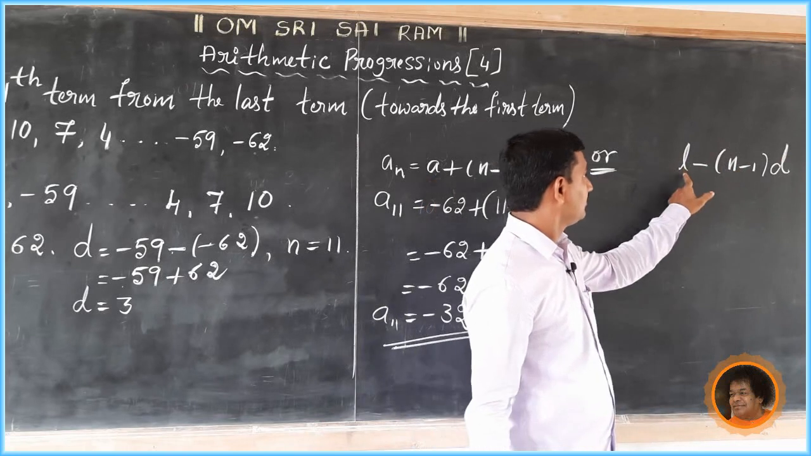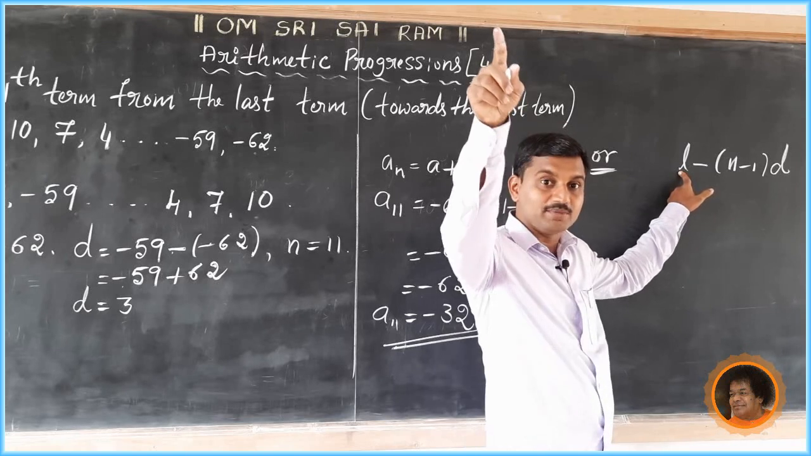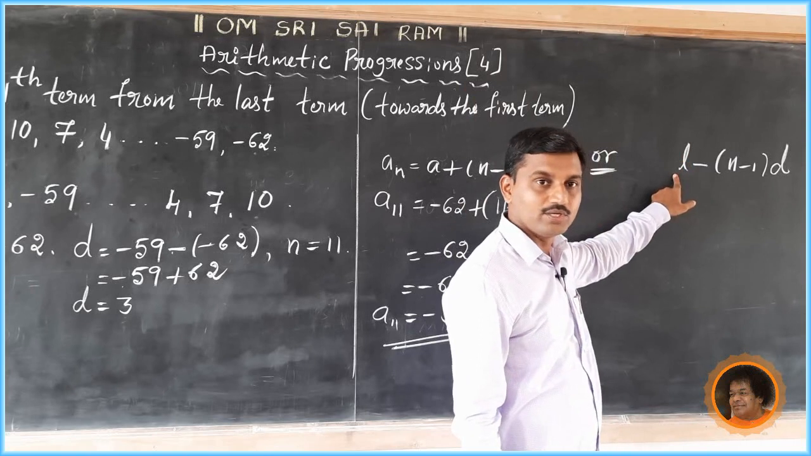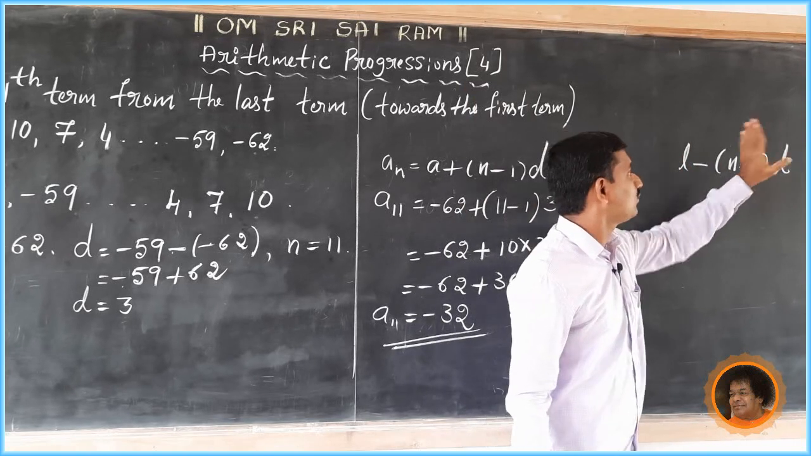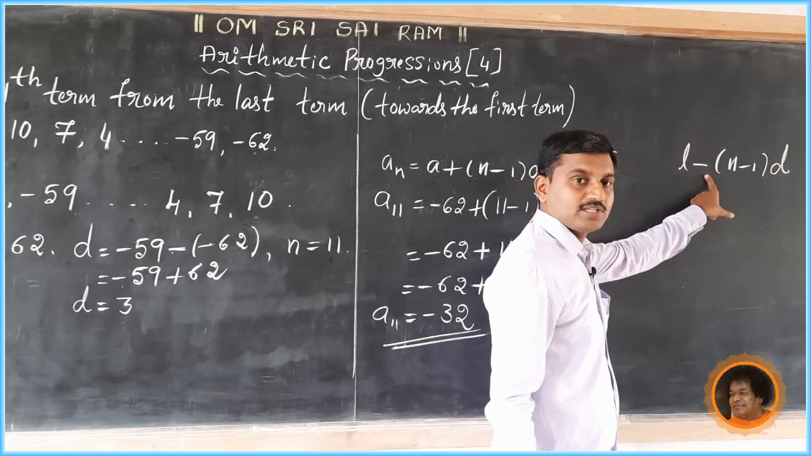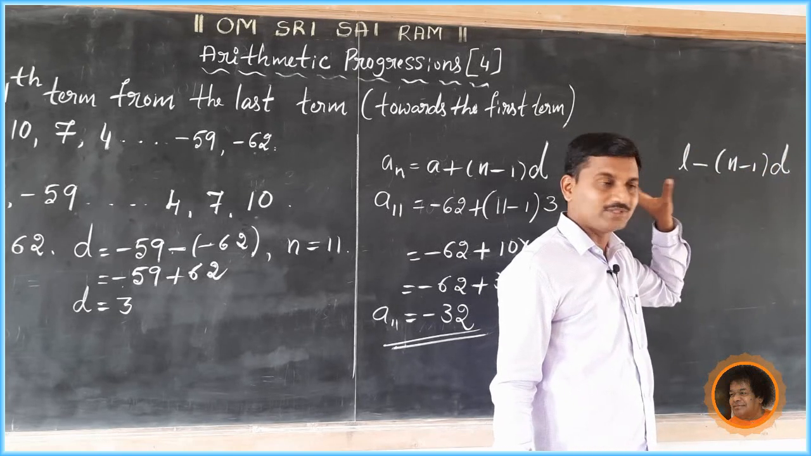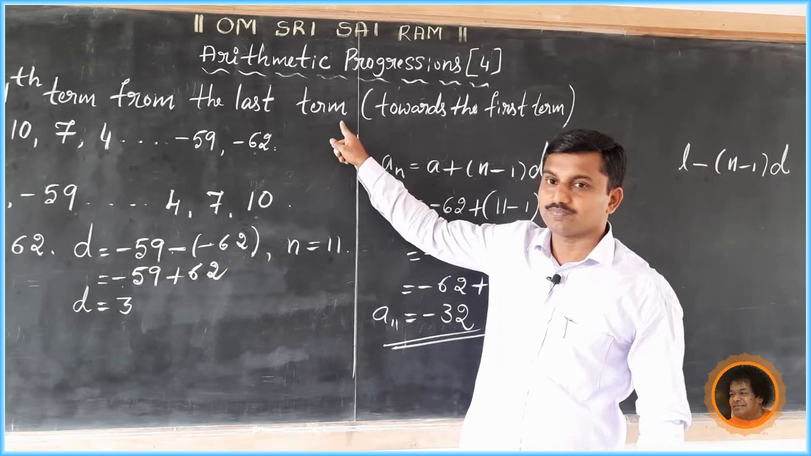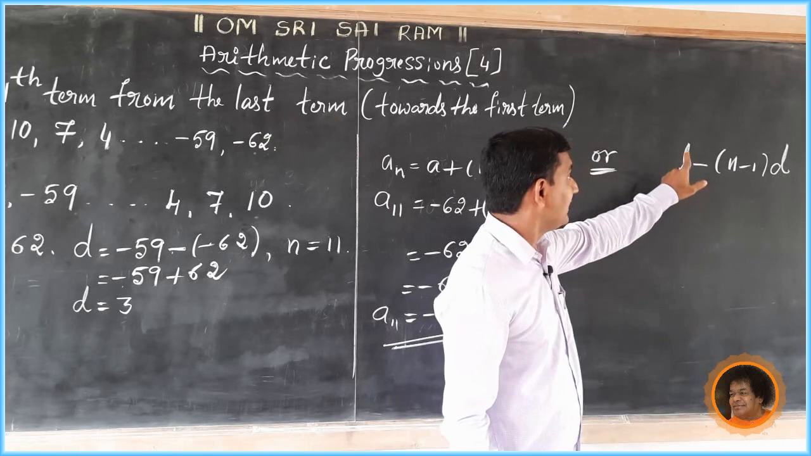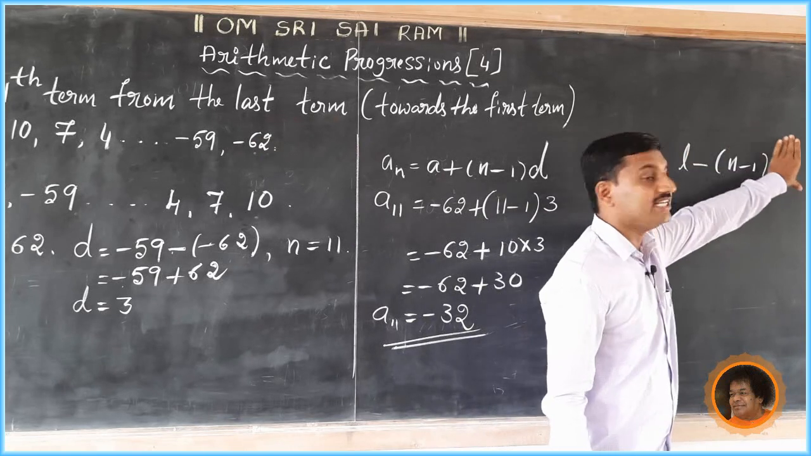See here, what does l indicate? L means last term. You know that last term is denoted as an. Sometimes it is also denoted as l. So l minus n minus 1 into d: last term minus common difference with respect to the number of terms. So that is from the last term. Find the 11th term from the last term. So the formula may be written as l minus n minus 1 into d. L last term, n number of terms, d common difference.